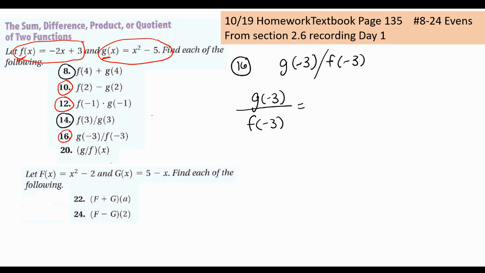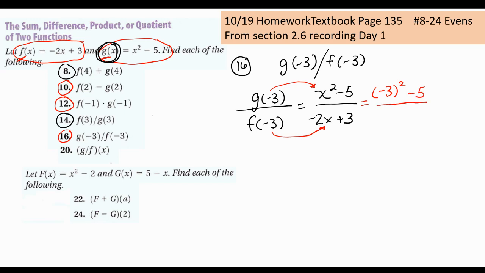Okay, hopefully you're back. So the g function is x squared minus 5, and remember that we're getting that from right up here. And the f function is negative 2x plus 3. And whatever's in the parentheses is what you're plugging in for the x's. And I asked you to remember whenever you plug in a negative number, use parentheses around it. There we go. This would be negative 2 with the negative 3. Okay. And then we just do the math.